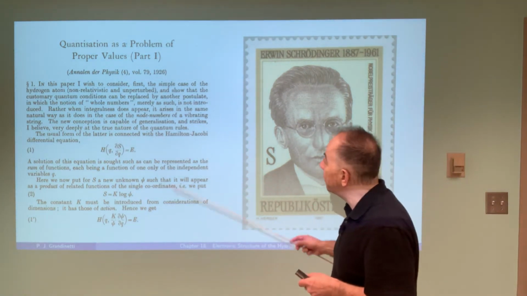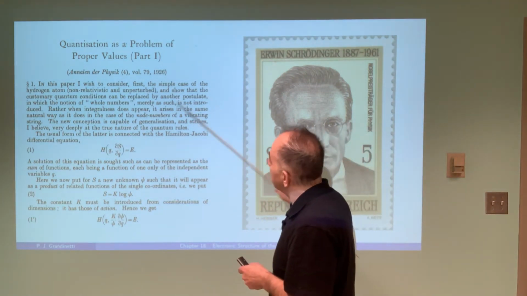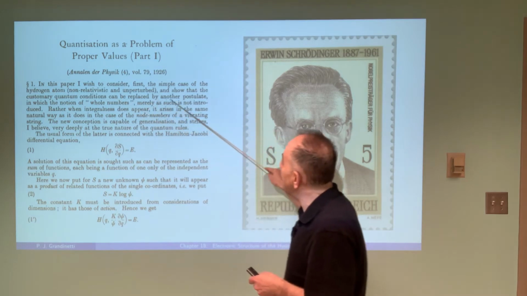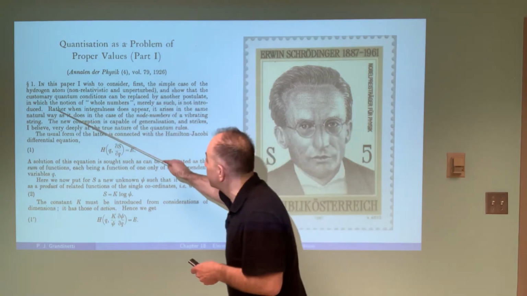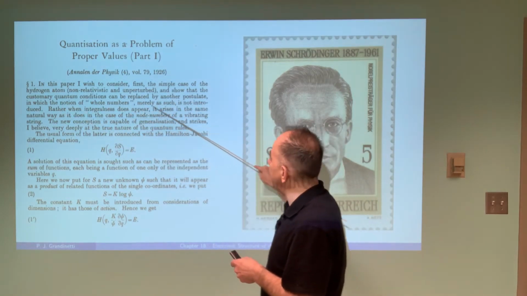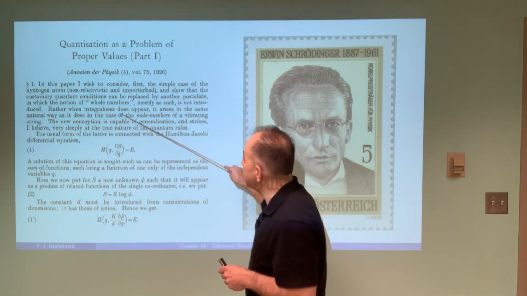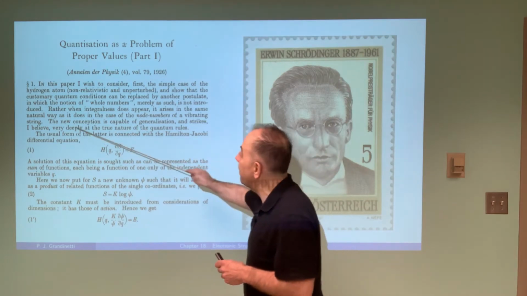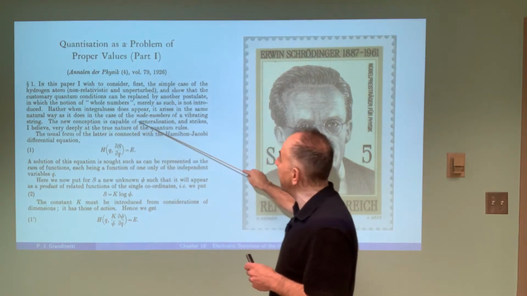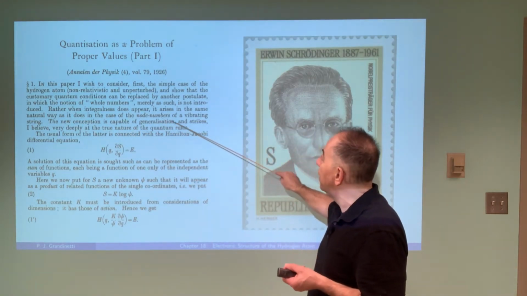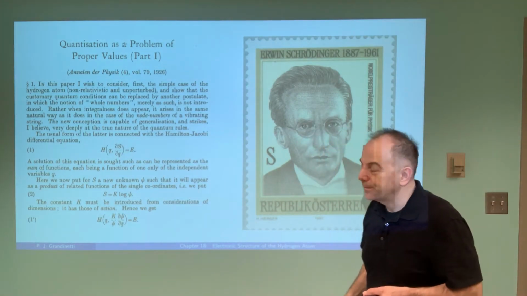And as he writes in his introduction here, he shows that the customary quantum conditions can be replaced by another postulate in which the notion of whole numbers, merely as such, is not introduced. Rather, when integralness does appear, it arises in the same natural way as it does in the case of the node numbers of a vibrating string.